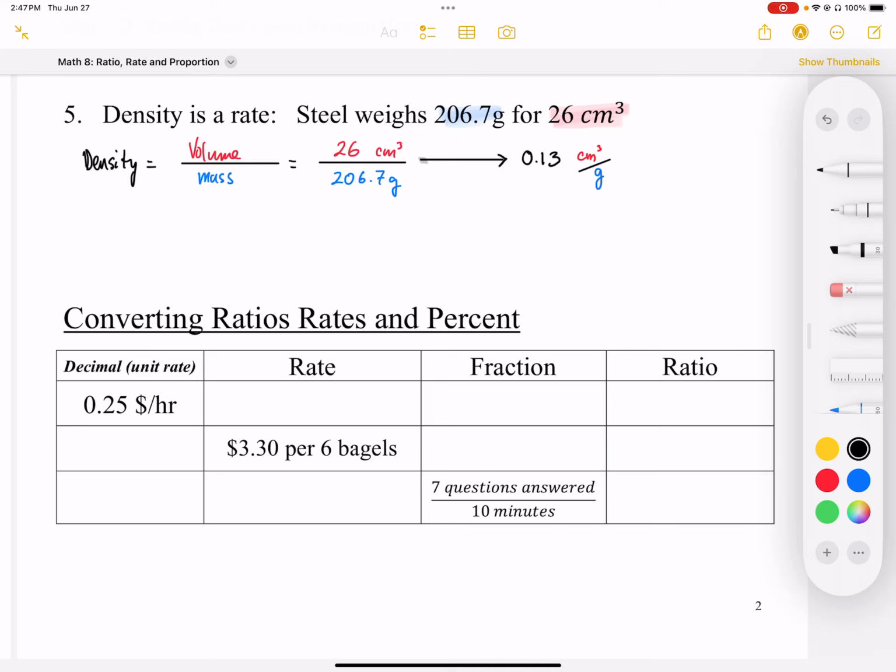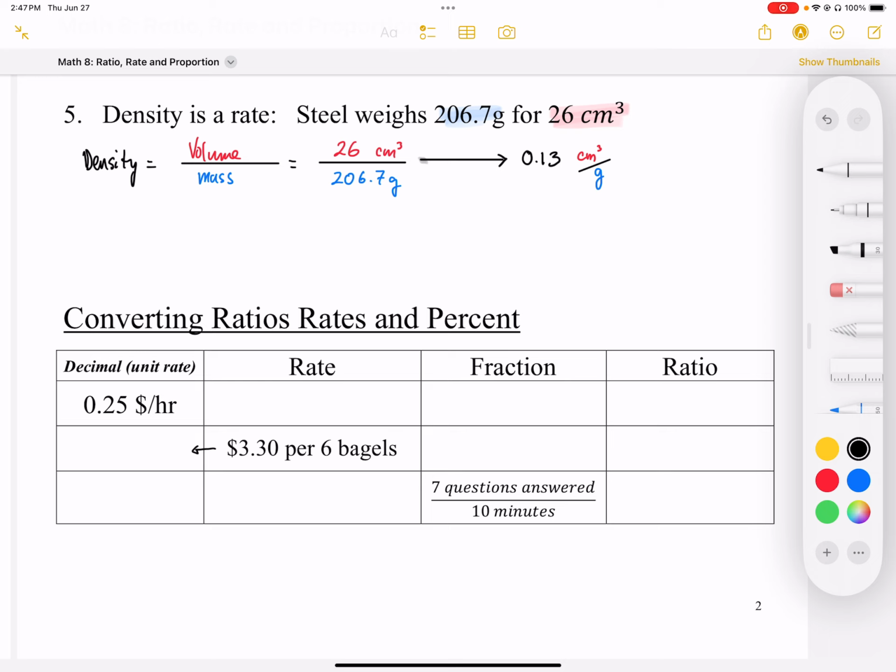Make sure to pay careful attention because this will be on your test and filling out this chart. So when we want to work out the decimal or unit rate, that's going to be the easiest because we're just going to divide. So we're going to take any fraction or term here and just divide. So we'll do that first one.